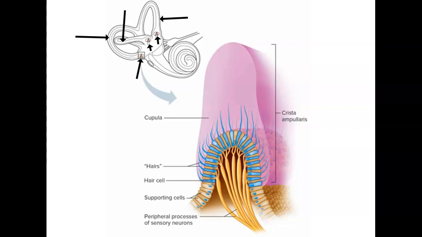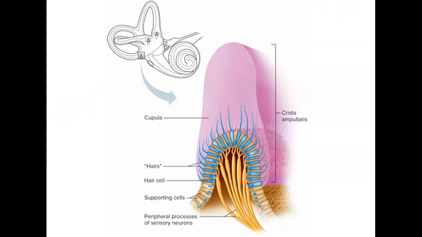So if we go ahead and look at the crista ampullaris, we have a gelatinous material that has sensory hairs embedded in that gelatinous material. And of course, anytime these sensory hairs bend one way or another, that's going to signal the cell to send a signal down into the vestibular nerve. So we can tell the brain what's going on in regards to the position of the body.